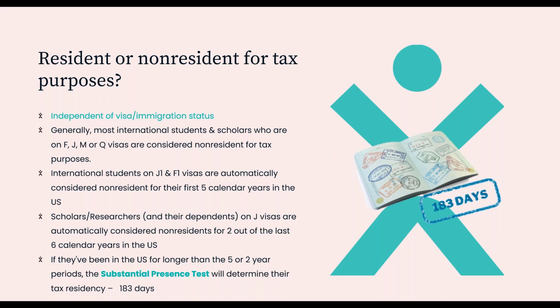Residency rules then change slightly for researchers or scholars on J visas. If you're a researcher or scholar on a J visa, instead of that 5-year grace period where you're considered non-resident, you actually only get 2 years. After you've been in the US for 2 years on that J Scholar Research Visa, the IRS will then look at the substantial presence test.